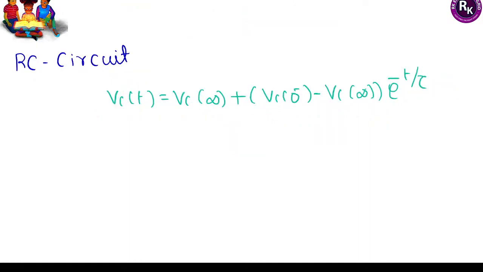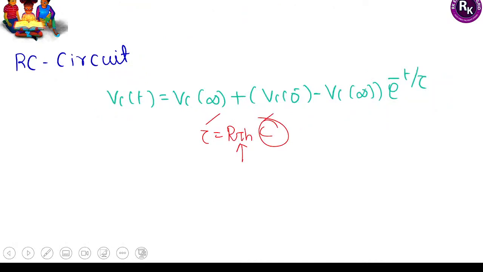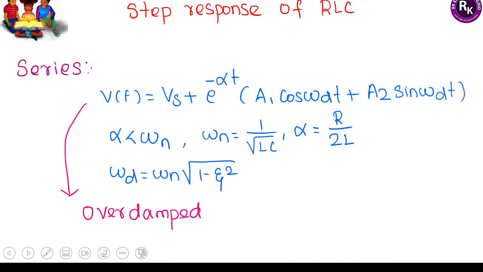For RC circuit, what you will have to remember: VC of t equal to VC of infinity plus VC of 0 minus VC of infinity into e power minus t by tau, where tau is equal to RTH into C, that is Thevenin resistance. You will have to treat the capacitor as your load to calculate the value of this RTH. Similarly, you will have to treat the inductor as your load while calculating this RTH.